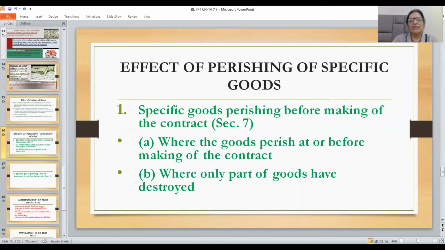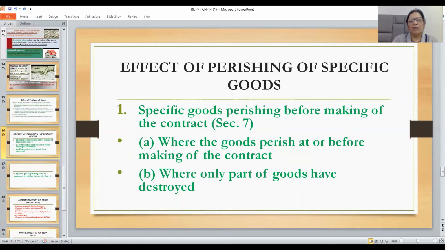So the first is specific goods perishing before making of the contract. Here I would like to discuss two to three points. First is where the goods perish at or before making of the contract, but it is not known to the parties, then the agreement will become void. It will be void because it is not the fault of the parties. Parties were not aware of the fact. So the agreement will be void.